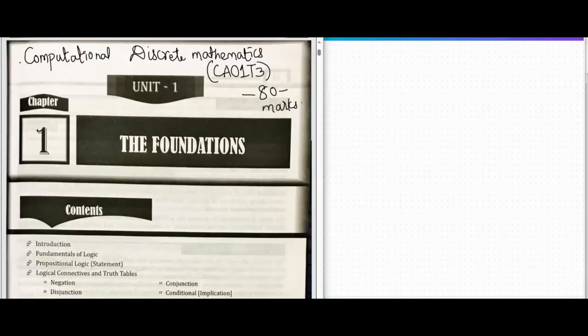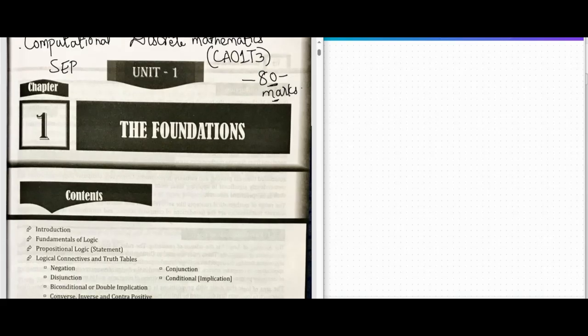Today I am going to discuss computational discrete mathematics, BCA first semester SEP syllabus. We are going to discuss the SEP syllabus, first semester BCA computational discrete mathematics. The subject code is CA01T3 and the marks for the final is 80 marks. They will be getting an 80 mark question paper. So we'll be discussing the first unit of the paper today.